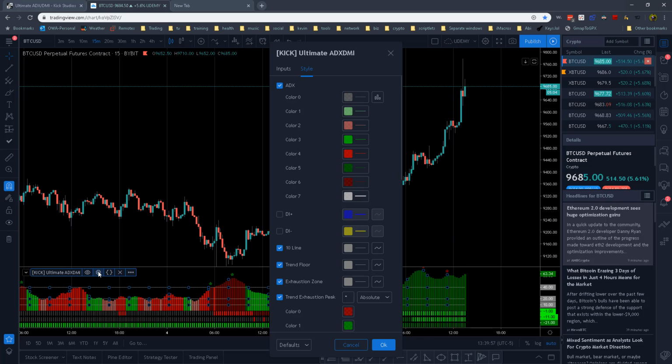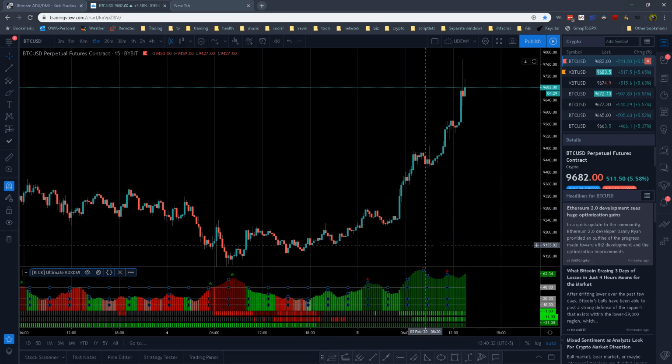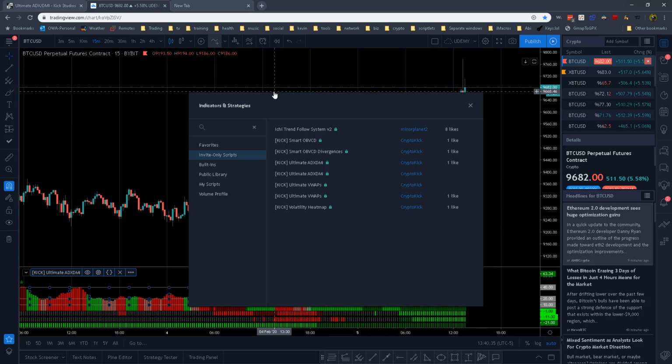Okay, so since I went ahead and did bring up the settings, let's talk about some other settings that we have here. You notice that by default we have the DI length set to 10 and ADX smoothing set to 8. Now these are a bit lower than the standard is for this indicator in other implementations, and we've done that because I find through my own usage that this gives you a bit more responsive, usually by 1 or 2 bars better indication of this. So like for example, I'm going to add the built-in one in here.